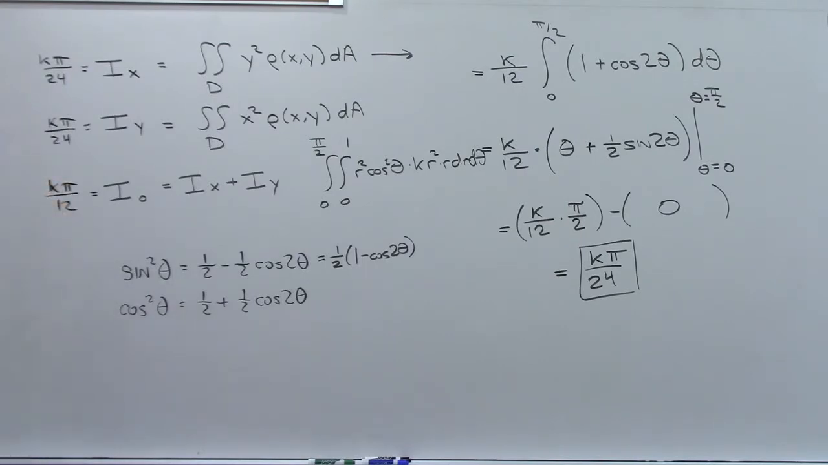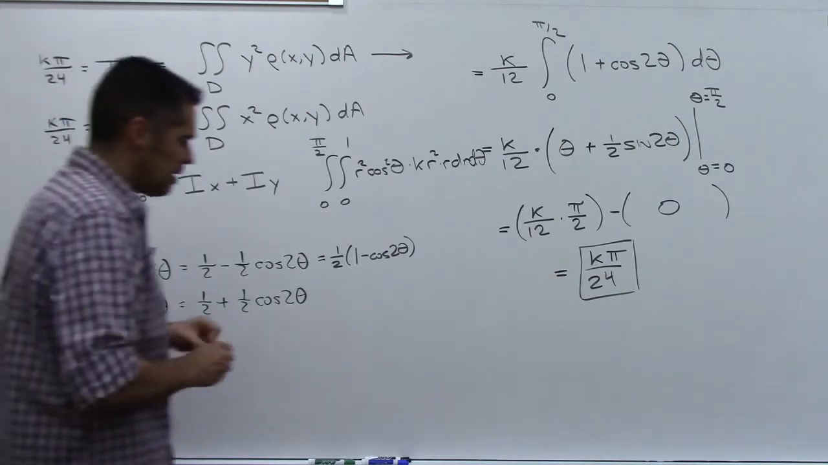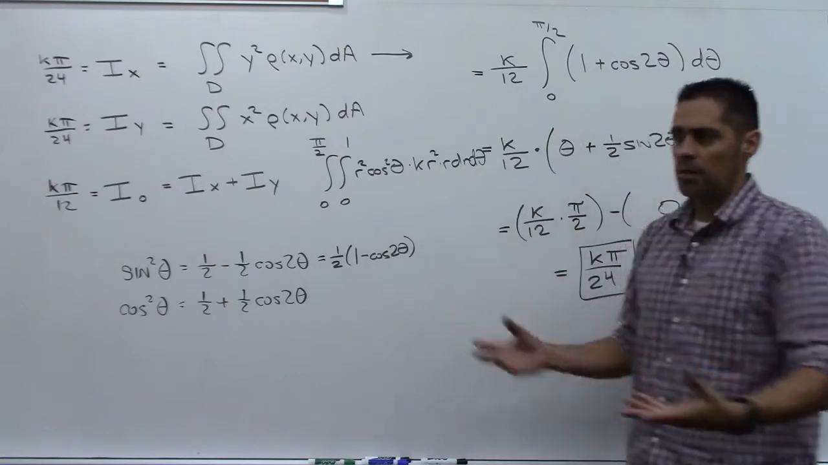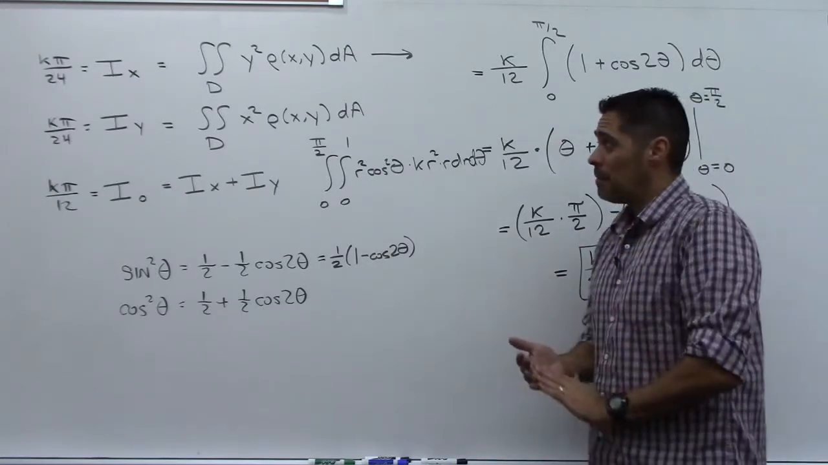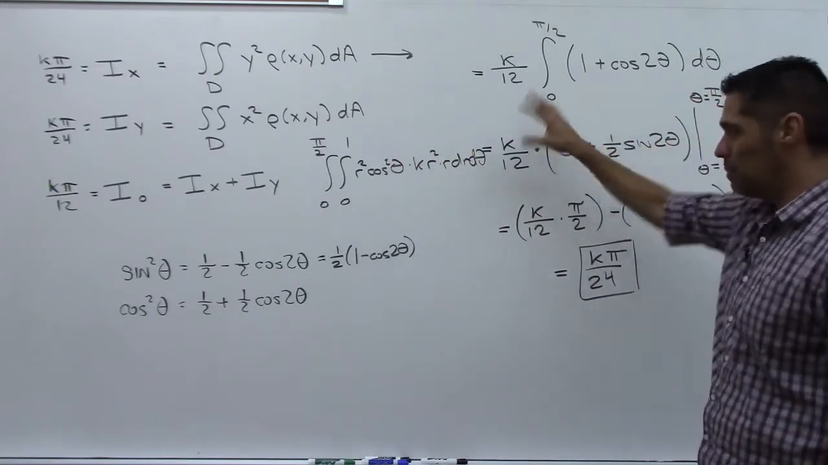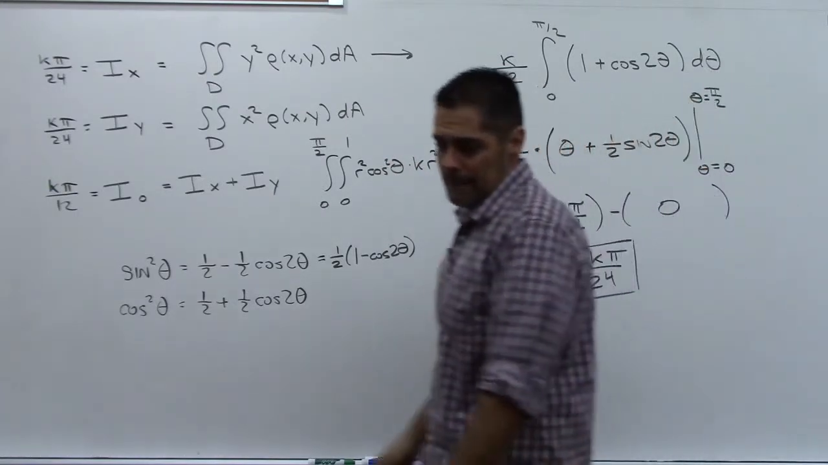Now this is just one example. These problems can get kind of messy because it doesn't always have to be a polar region. It can be a type 1 region, type 2 region. You just have to be careful with all the little integration pieces on the inside.